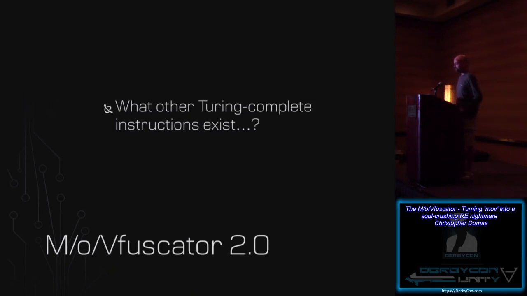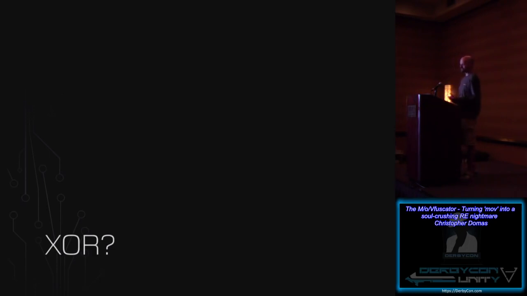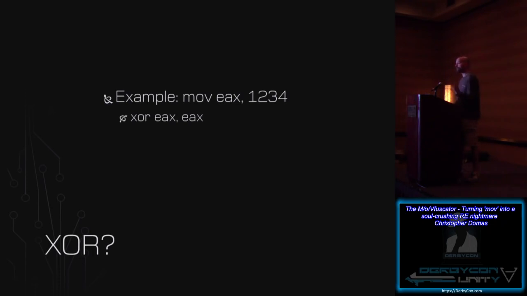But it was a lot of fun to work on, and it got me thinking, what other Turing Complete instructions exist? We know move is Turing Complete, so what else is like that out there? Well, it seems obvious then that XOR must be Turing Complete if move is Turing Complete. Because if you think about something simple, let's say we wanted to move the value 1234 into the EAX register, we could do that with just a pair of XORs instead. We could XOR EAX with itself to clear it out, and then XOR EAX with 1234 to get EAX set to 1234. So with just a pair of XORs, we can simulate a move.